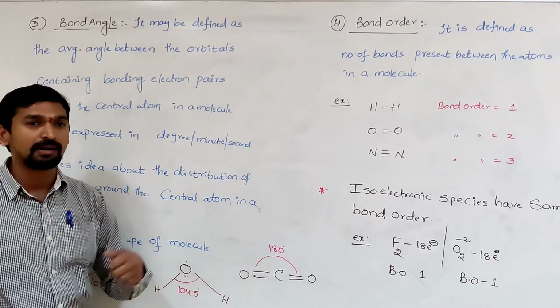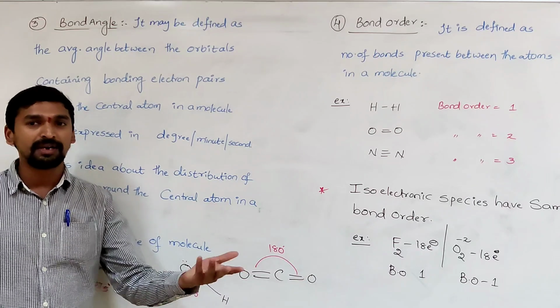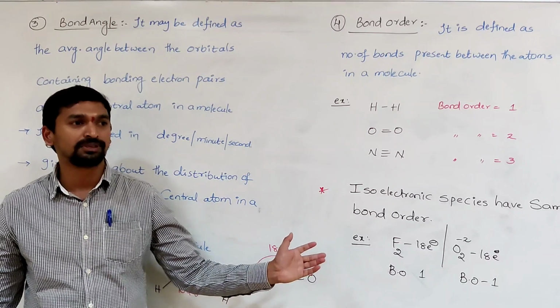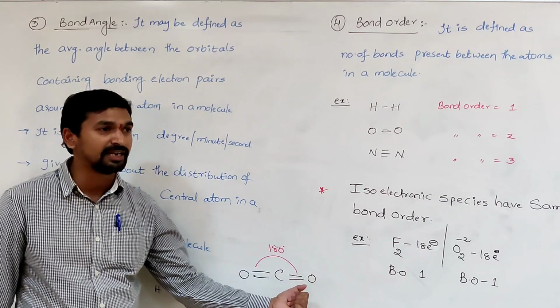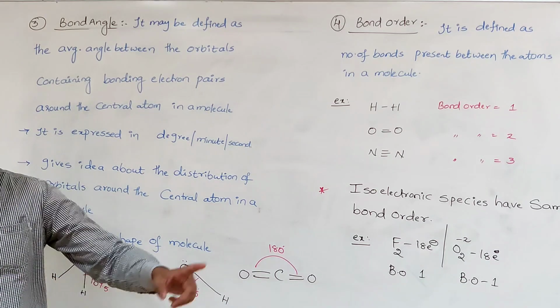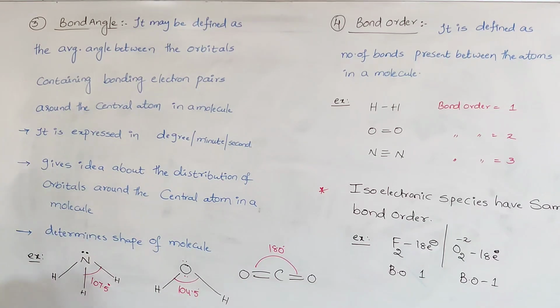For example, see the carbon dioxide molecule. In the carbon dioxide molecule, the carbon is linked to two oxygen atoms through multiple bonds, that is double bonds. And the two bonds are exactly opposite to each other with an angle of 180 degrees. So 180 degrees is the bond angle, then what is the shape of the molecule? Linear shape. That means by knowing the bond angle, it is possible to determine the shape of a molecule.